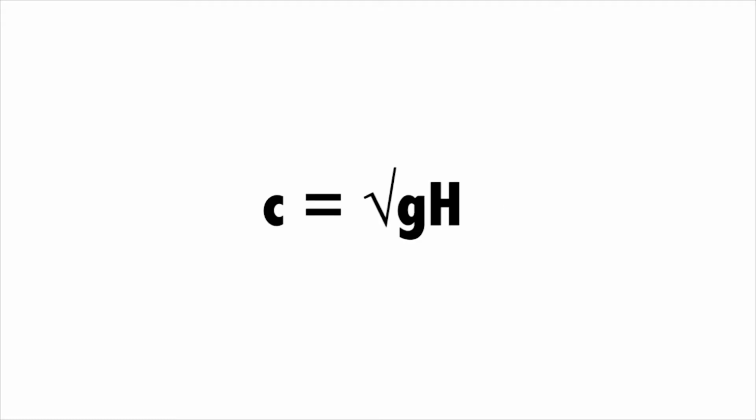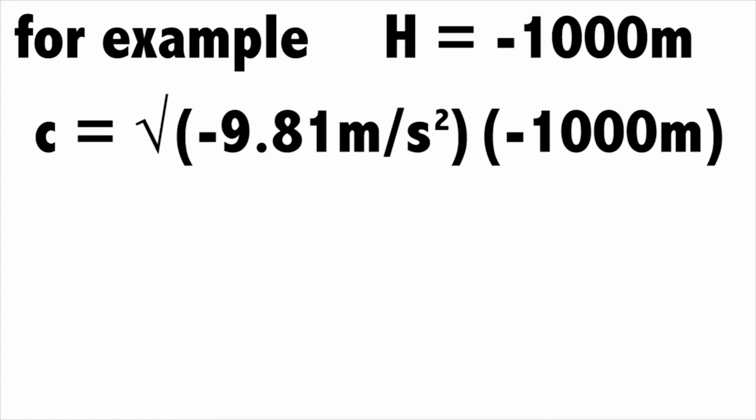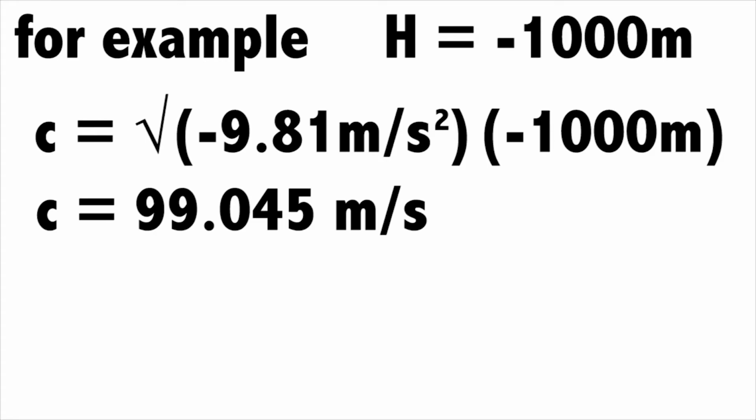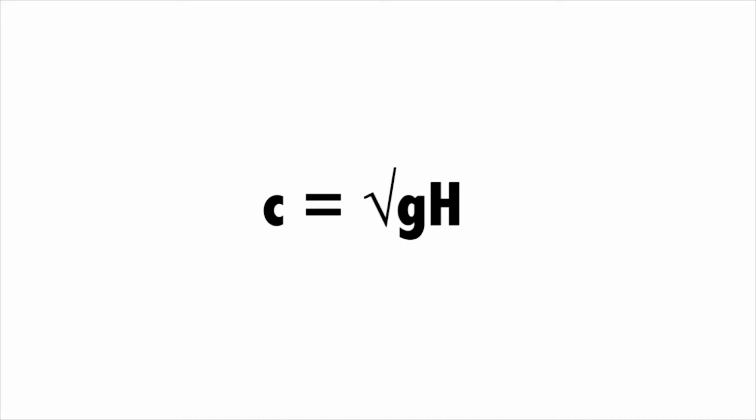By using this formula, we are able to calculate the approximate phase velocity of the wave based off the changing ocean height. For example, let's try the velocity when the depth of the ocean was 1,000 meters. After plugging in the values under the root and multiplying them, we got an answer of 99.045. Then, by using unit analysis, we ended up with 357 kilometers per hour. The approximate phase velocity calculated by the shallow water wave equation can be used to prove that as tsunamis approach the coast, they slow down.